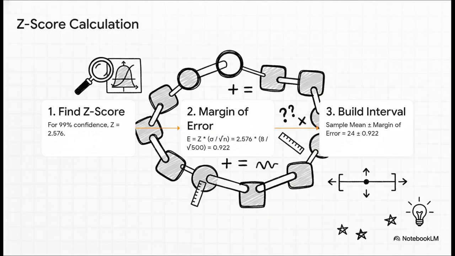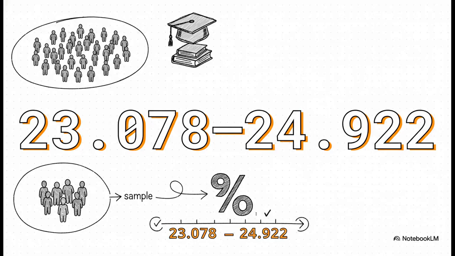And step 3 is the easy part. Just take your sample average of 24 and plus or minus that margin of error. And boom. There's our answer. Our 99% confidence interval is from about 23.1 to 24.9 years. So what does that actually mean? It means we are 99% sure that the true average age of all first-year students, not just our sample, is somewhere in that range. We've done it. We've built that bridge from our little sample of 500 to make a really solid statement about the entire population.